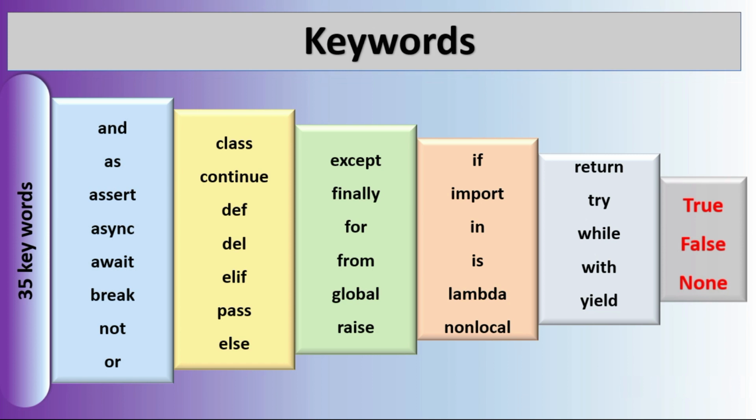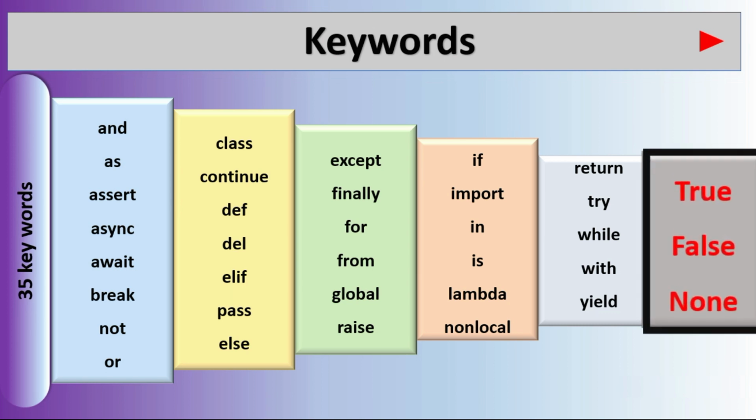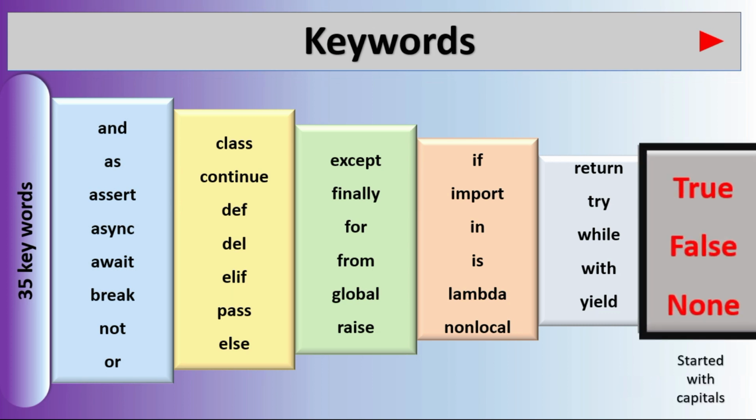Compare all these 35 keywords. Except True, False, None, all start with small letters. Except these three, True, False, None, which start with capital letters. So these are the keywords used in Python.